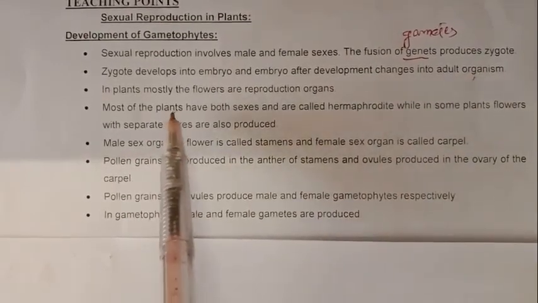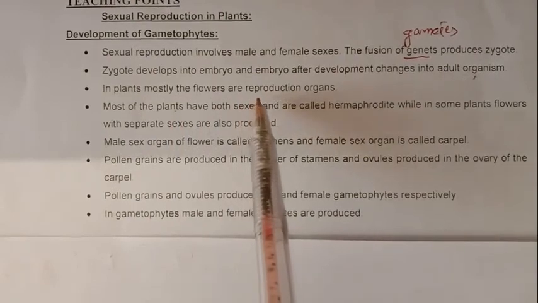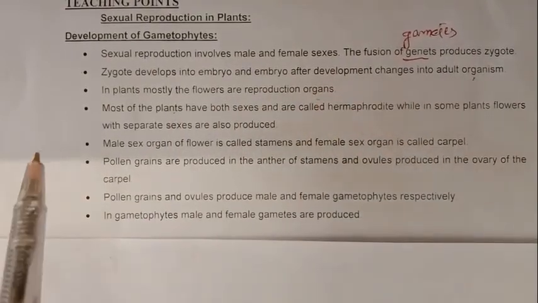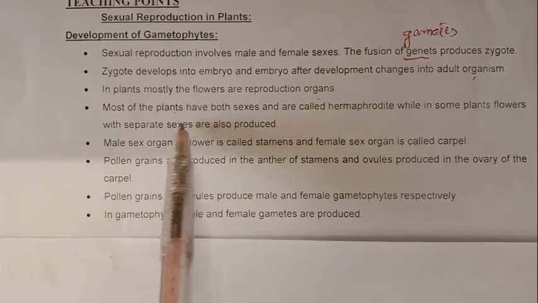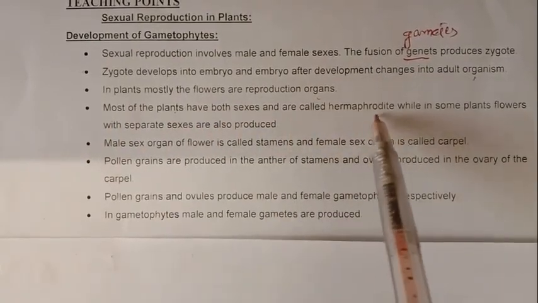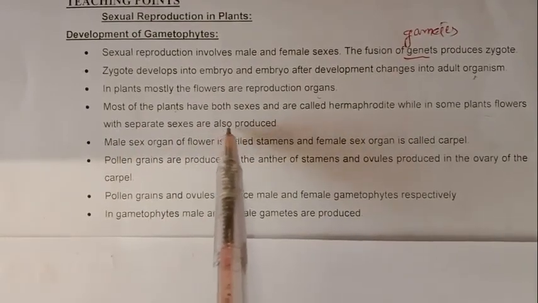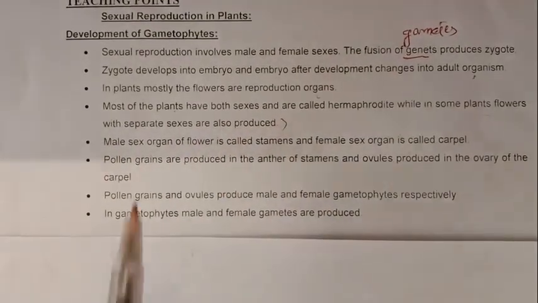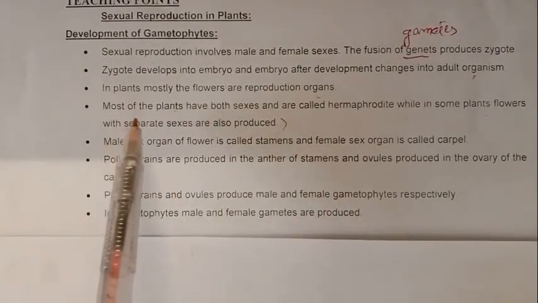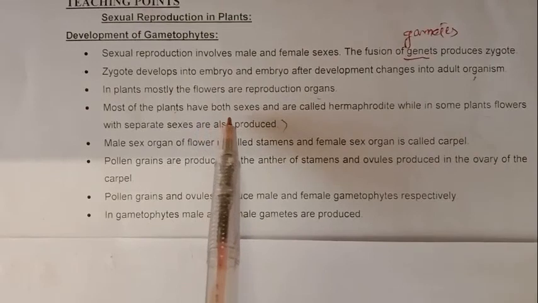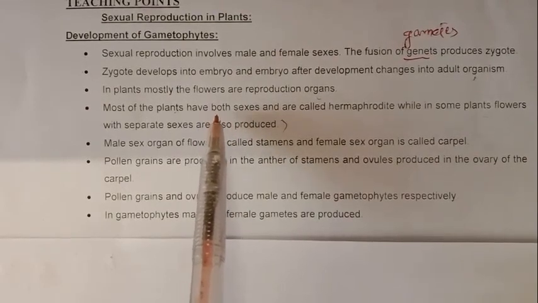In plants, mostly the flowers are the reproductive organs. So most of the plants have both sexes and are called hermaphrodite. Well, in some plants, flowers with separate sexes are also produced. So in plants, the reproductive organ is the flower. Both the male and female gametophyte organs are present in the plant.